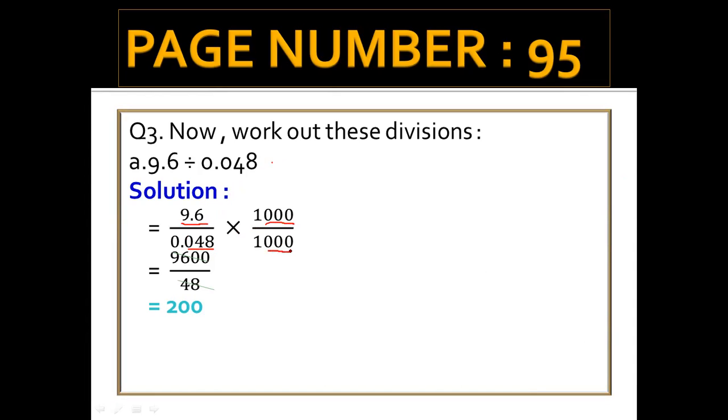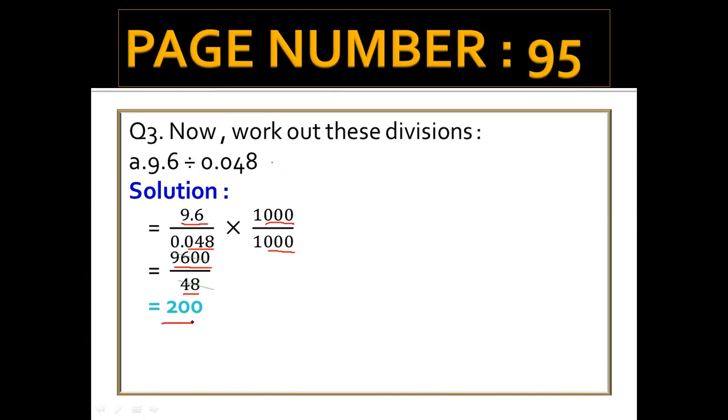So we multiply and divide this fraction by 1000, because in the denominator there are 3 digits after the decimal. When we multiply 9.6 by 1000, 9600 will be there. And when you multiply 0.048 by 1000, we get 48.